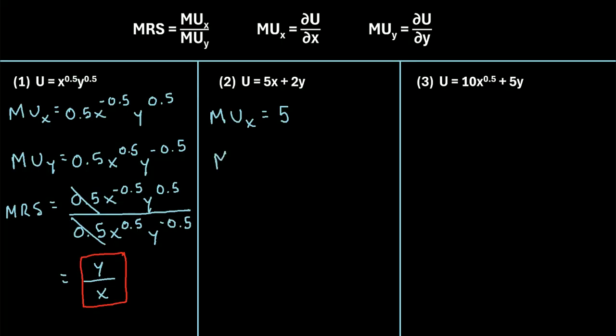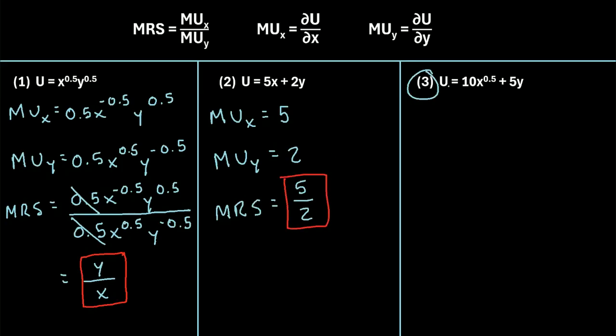Then we can calculate the marginal utility of y, which is simply going to be 2. The derivative of 2y is just 2. Again, we don't have to include the x term because we're adding, not multiplying. So this one is pretty straightforward. The marginal rate of substitution is just going to be 5 over 2. So this is our marginal rate of substitution. Now let's consider our very last example. We have the utility is equal to 10x to the 0.5 plus 5y.